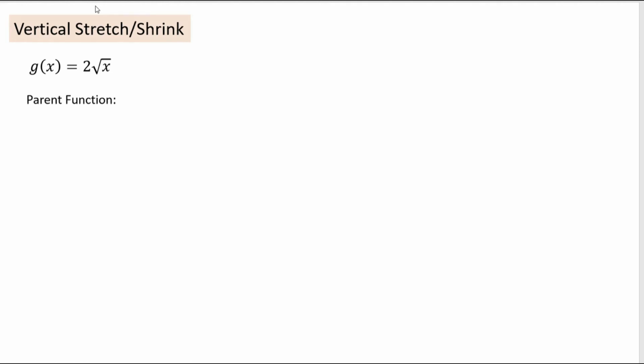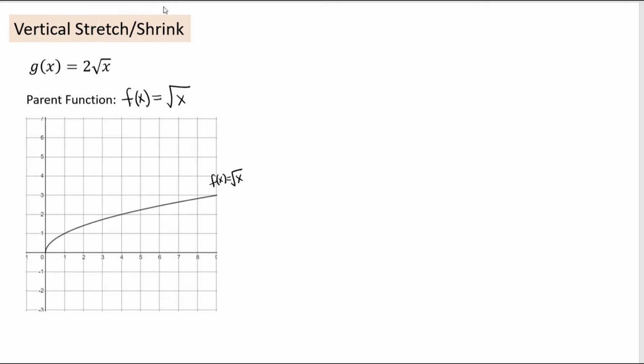Let's look at the example of vertical stretch and shrink. We have g of x is equal to 2 times square root of x. The parent function is square root of x. In the function g of x, square root of x is multiplied by 2. So we need to double each y value of square root of x.